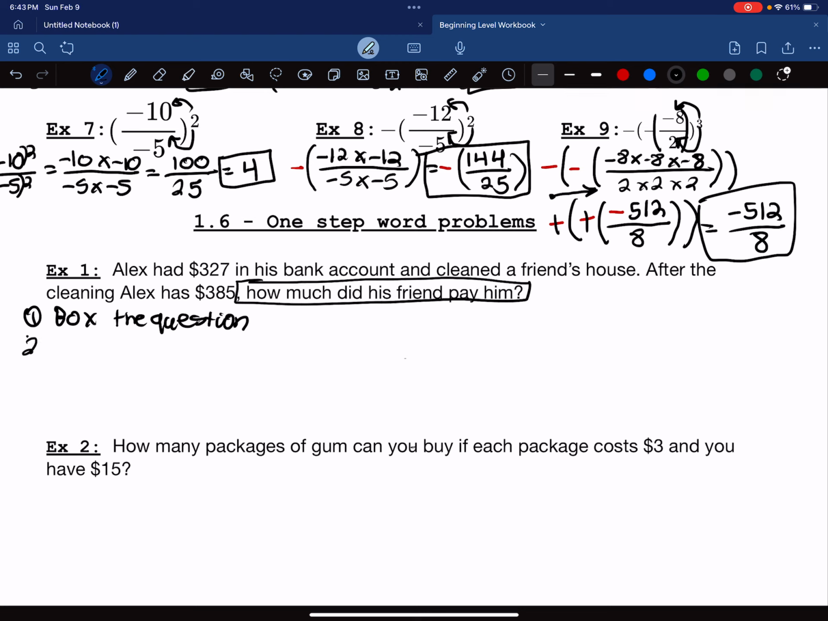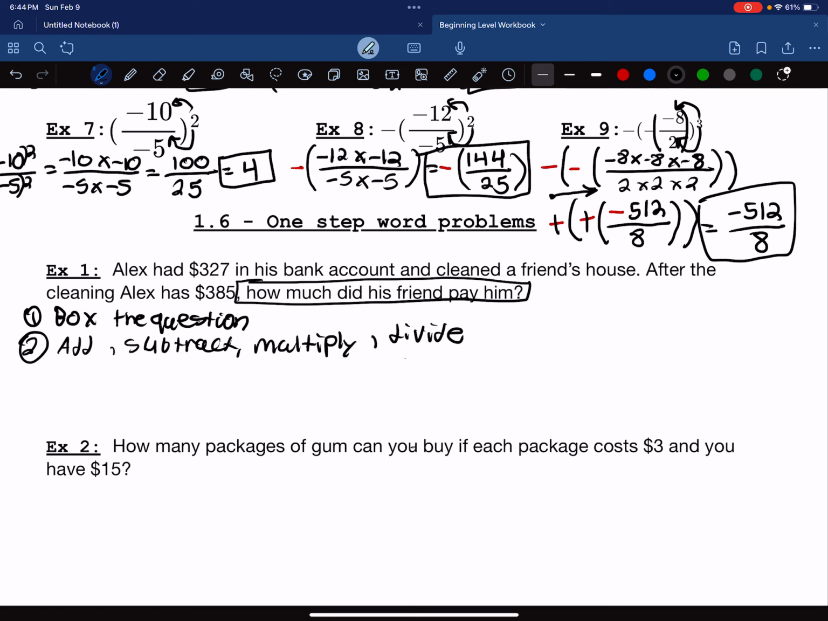And then for our second step, we ask: are we going to add numbers? Are we going to subtract anything? Are we going to multiply? Or are we going to divide?